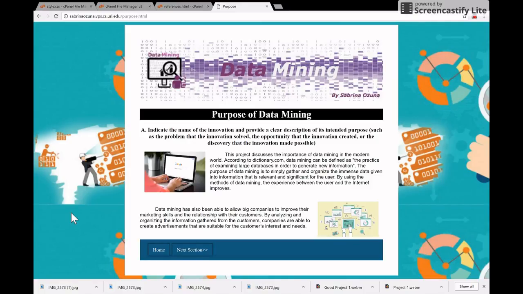The image on the left just shows us a user interacting with data mining by just using a search engine. By using the methods of data mining, the experience between the user and the internet improves. This left image here just shows someone analyzing data.